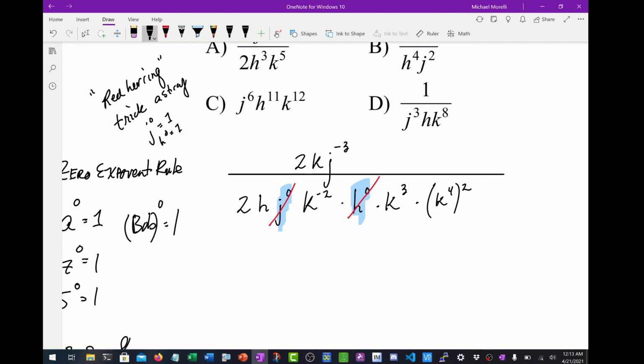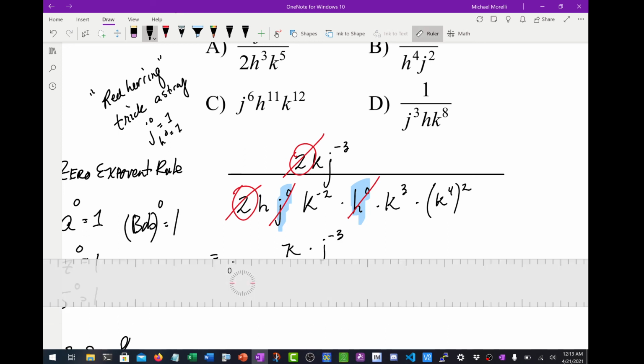All right, so getting back to the problem, I noticed something from old school math. I've got a 2 here and a 2 here. Well, those cancel out, so that makes my life a lot easier. So on top, I've got a k, and I'll go ahead and write j to the negative 3. We'll deal with that later. We will deal with it, but we'll deal with it later.